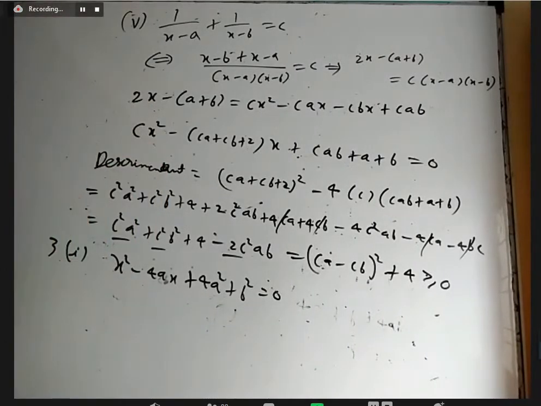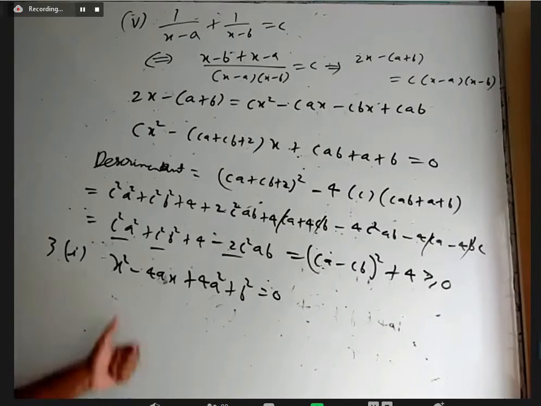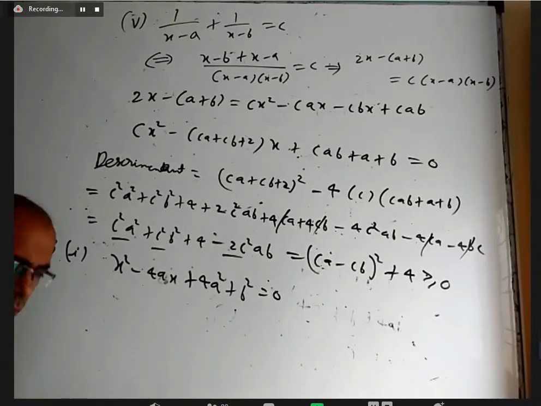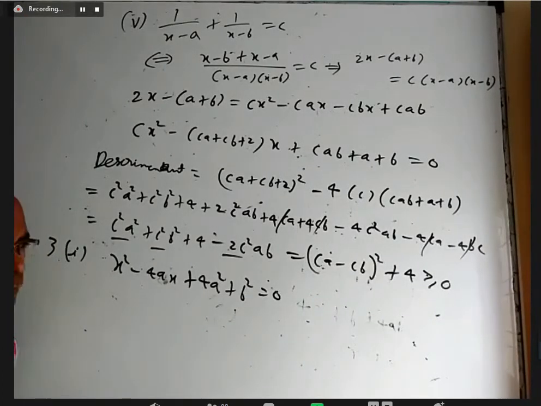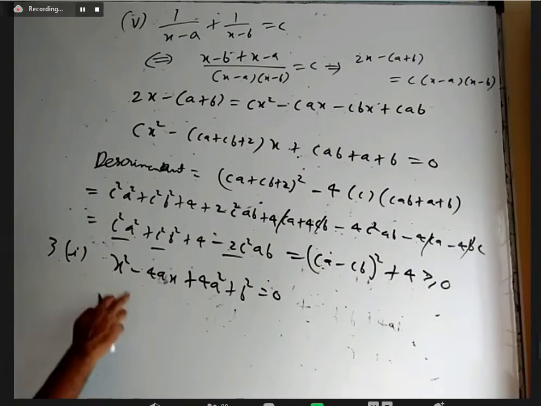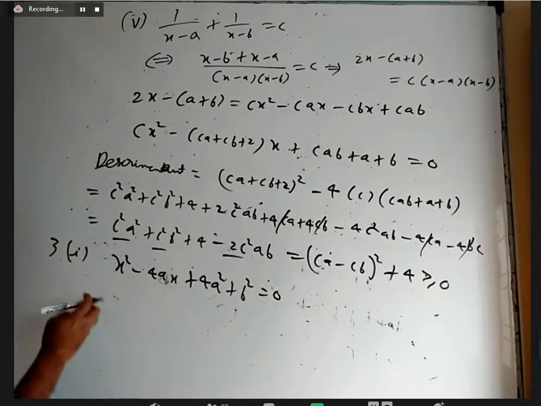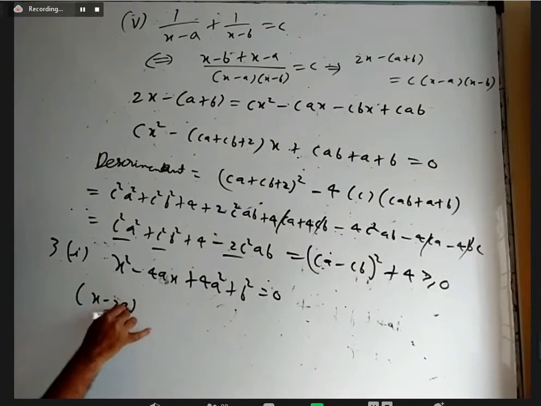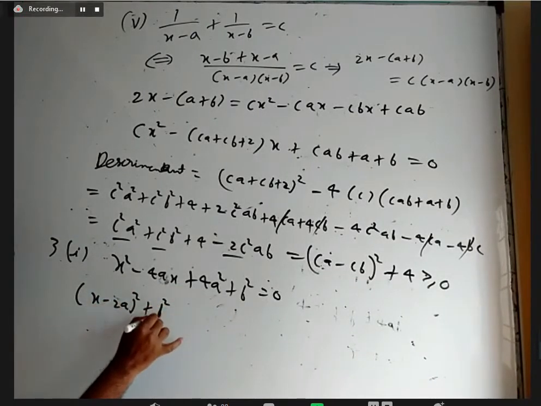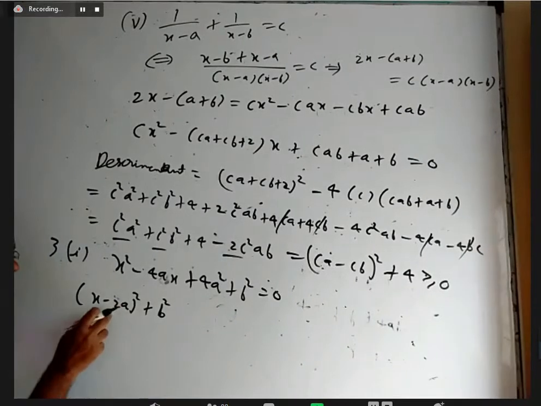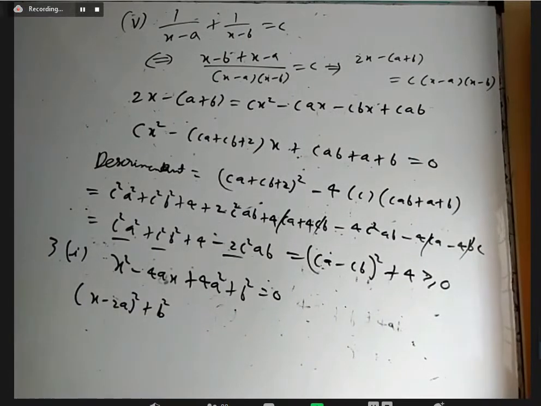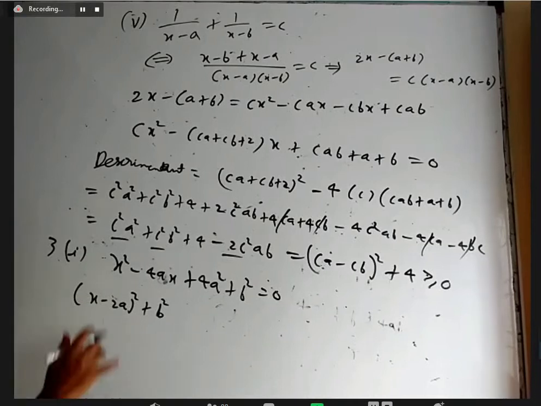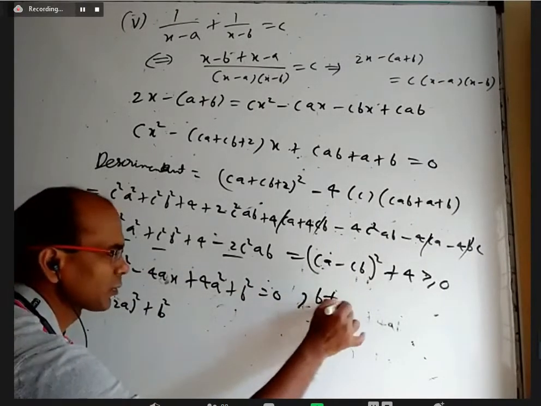If you want to prove that an equation has non-real roots, I have to find the discriminant and prove it is negative, less than 0. Or sometimes we can do it slightly differently. For example, in this question, when I make these three a perfect square, I'll get (x minus 2a) whole square plus b square. Something square plus something square. And I think in the question they should have given b not equal to 0. They gave already that, b not equal to 0.